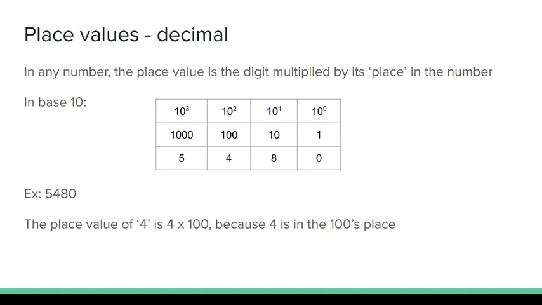So let's try this approach. Let's think about place values. You may remember learning about place values in primary school. In any number, the place value is just the digit multiplied by its place in the number. So in base 10, we can think about the places, and those places are the ones place, and then the tens place, and the hundreds place, and the thousands place. And each one of these places, you'll notice, is an increasing power of 10.